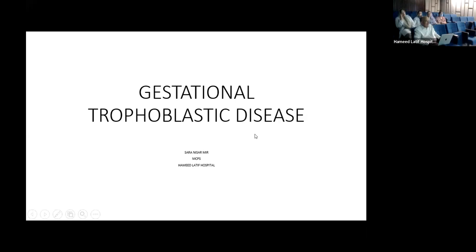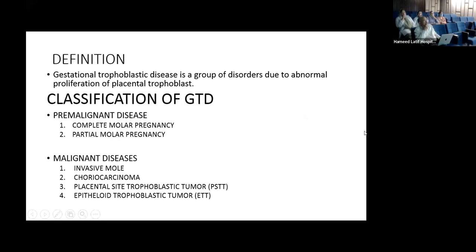We have already started discussion on gestational trophoblastic disease in the previous class. Today we are continuing it. We already discussed pre-malignant diseases. Today we will discuss malignant diseases, which are invasive.